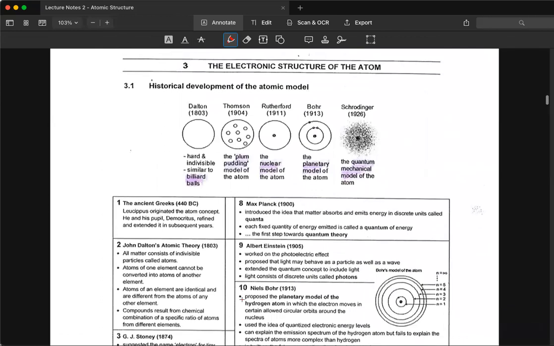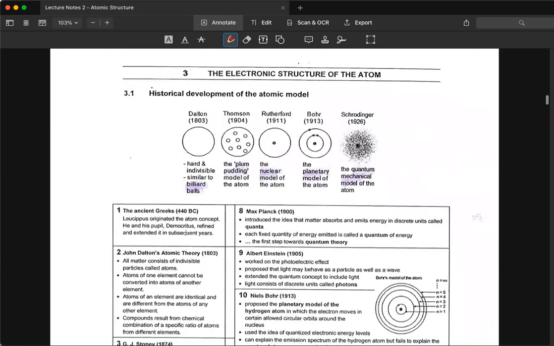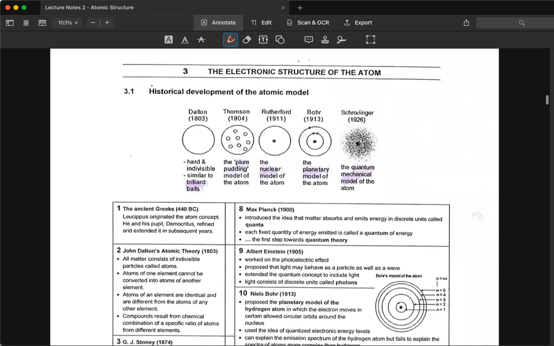This shows the historical development of the atomic model, which I will not elaborate in this lesson. Okay, it shows how the model evolved over time. And for our lesson, we will focus on the last one here, the quantum mechanical model.